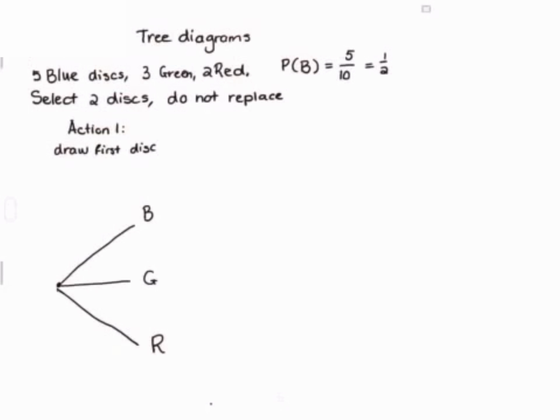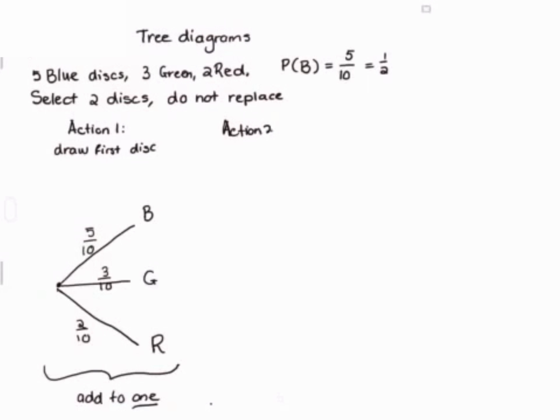What are the chances of getting a blue? We said 5 out of 10. Don't change it to a half. It actually works better if you keep it as 5 out of 10. What are the chances of getting a green? It would be 3 out of 10. What are the chances of getting a red? Would be 2 out of 10. So one set of branches must add to 1. If you add 5 over 10 plus 3 over 10 plus 2 over 10, that should add to 1. So that was my action 1.